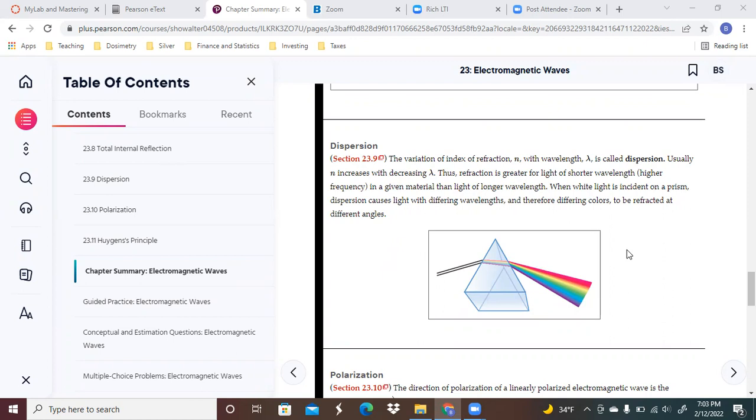Thus, the refraction is greater for light of shorter wavelength or higher frequency in a given material than for longer wavelengths. And that's kind of what you're seeing here, with the red up at the top and the blue down at the bottom. So when white light is incident on a prism, dispersion causes light with differing wavelengths, and therefore different colors, to be refracted at different angles.